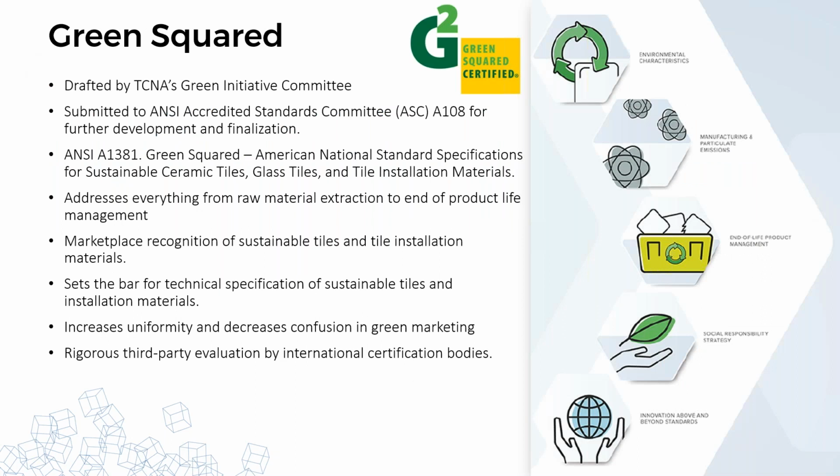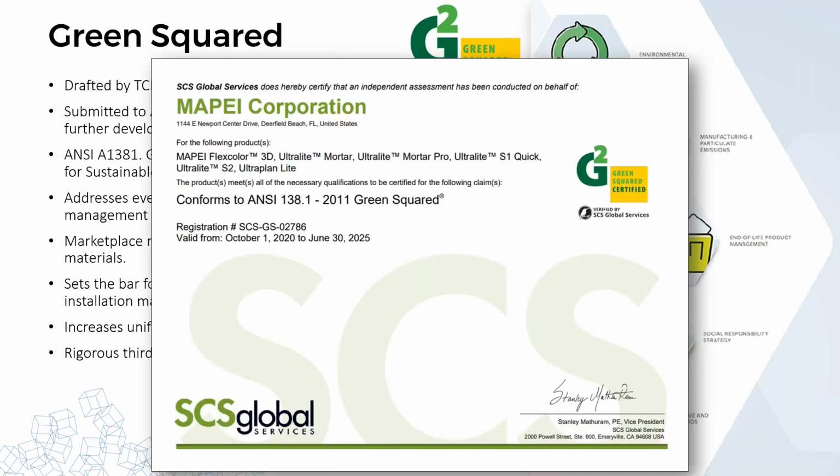Green Squared is a multi-attribute standard. It's a certification that looks at environmental, social, and health impacts. It was drafted by Tile Council of North America, or TCNA, and submitted to ANSI for further development and finalization. Again, this standard sets the bar for technical specification of sustainable tiles and tile installation materials. And here's an example of the documentation that you would provide, which is a Green Squared certification. LEED also asks manufacturers to provide a Green Squared checklist showing proof the required Green Squared credits were achieved.